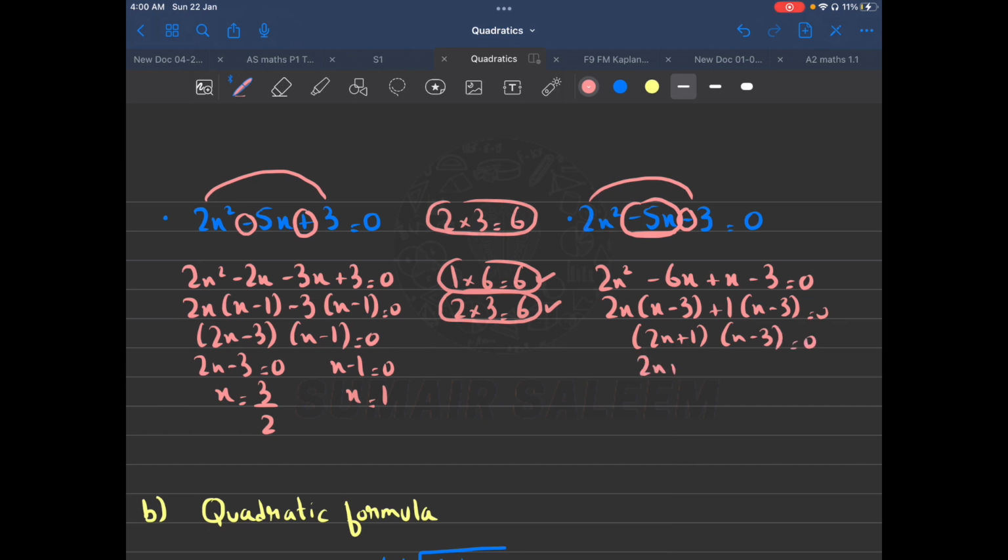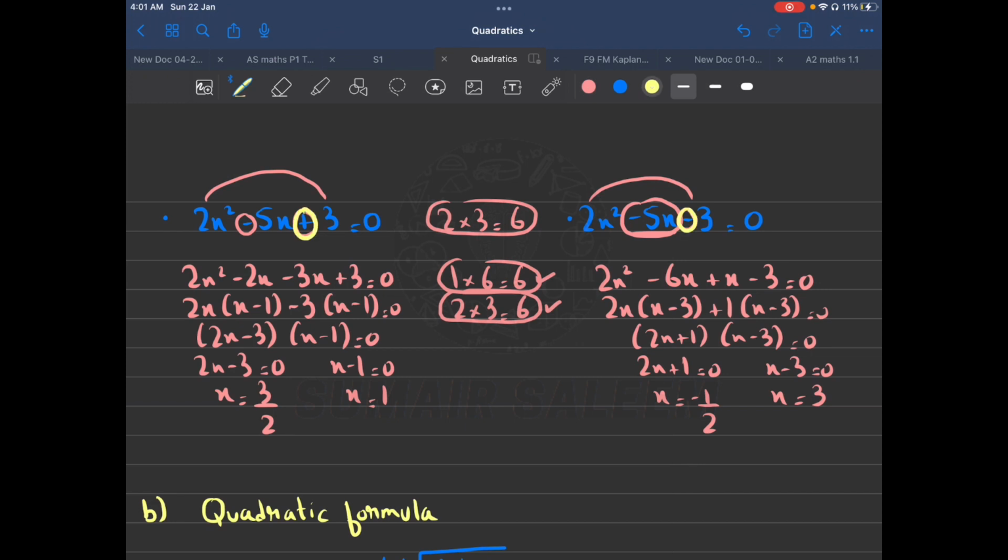So it's going to be 2x plus 1 equal to 0. X value is minus 1 upon 2. And here it's 3. So guys, these 4 examples clear your confusions about middle term breaking thoroughly. The sign before the constant matters a lot.